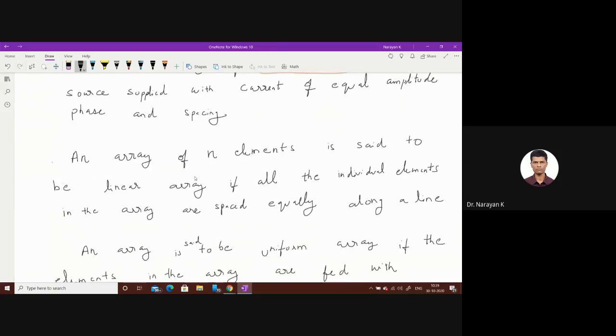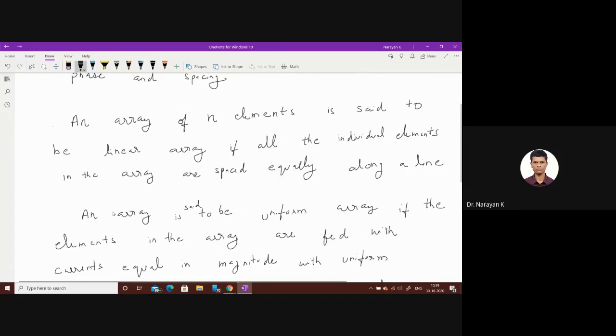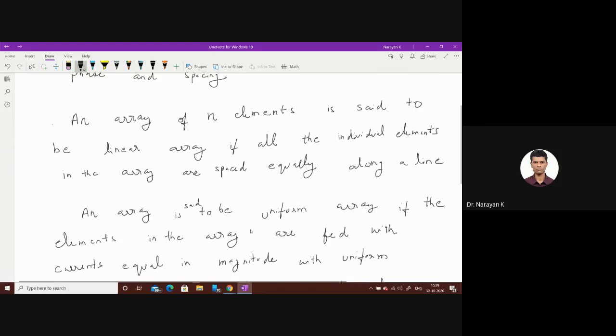Okay, so an array of n elements is said to be a linear array. So I'll ask you to define a linear array. So that time you have to write: an array of n elements is said to be a linear array if all the individual elements in the array are spaced equally along a line. So that is your definition of a linear array. Is it clear? Yes, sir.